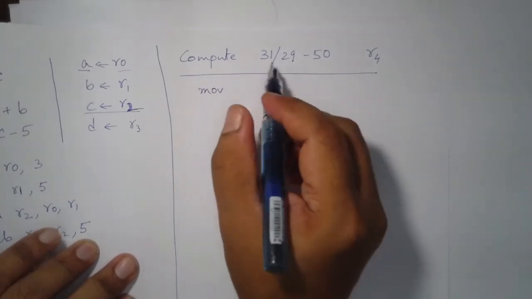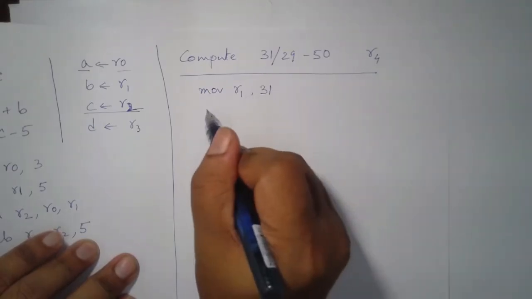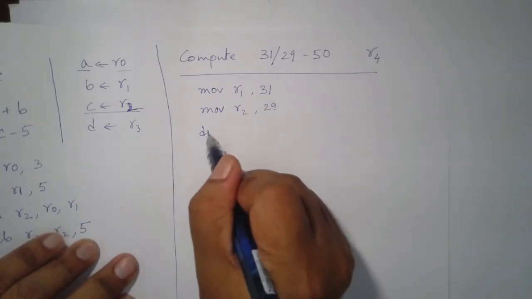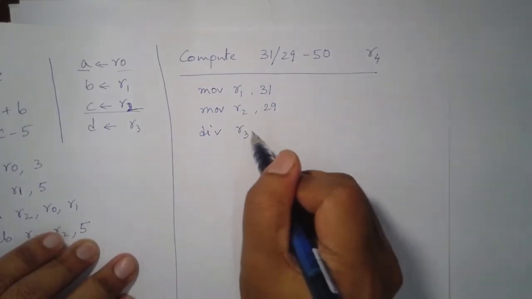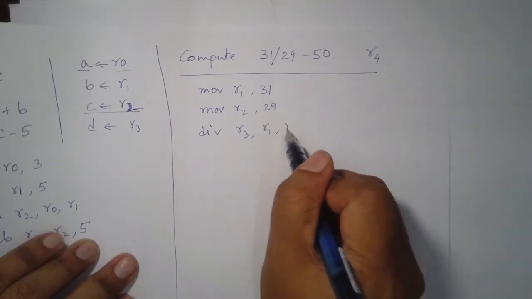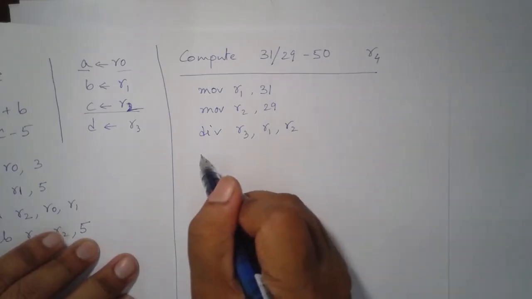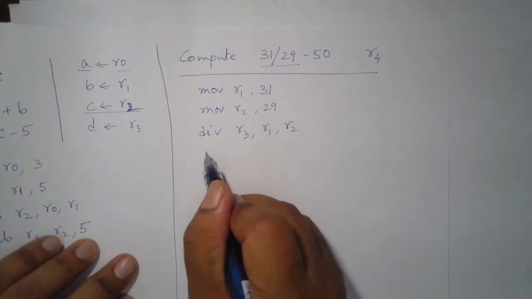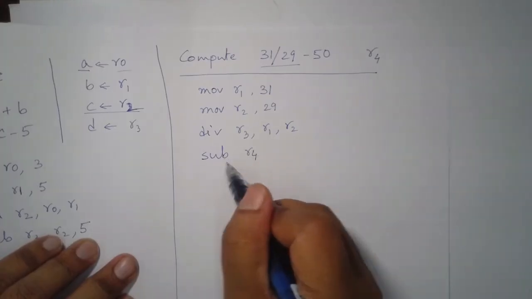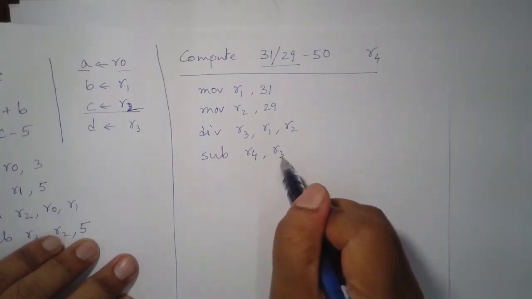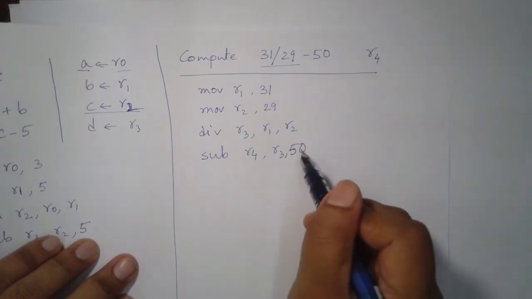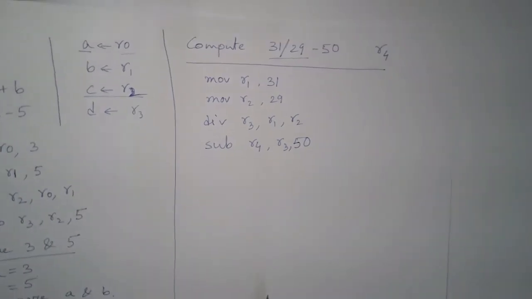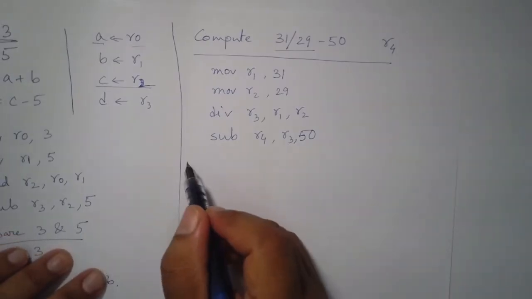You have to first move, let us say, to some variable R1 this immediate value 31, move R2 with the next value 29, then you do this division where the result is stored in R3. So, R1 divided by R2 and the result is stored in R3, and then 50 needs to be subtracted from this result, and that should be stored in R4. So, basically R4 equals R3 minus 50. All right. So, that is how you will write the assembly code to get this computation done.